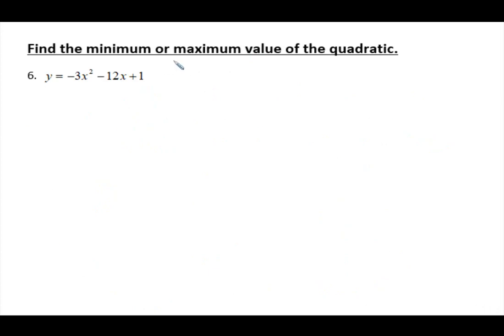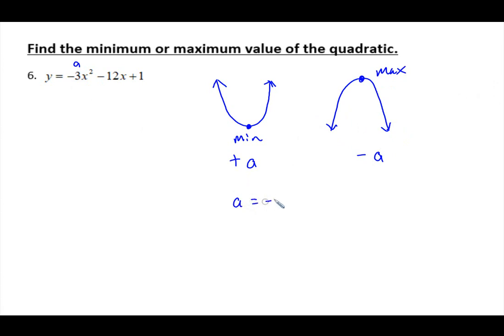All right, so let's take a look at example 6 here. So we need to find the minimum or maximum value. So first of all, we have to remember that when the parabola opens up and the vertex is the lowest point, we have a minimum, right? So when does the parabola open up? If a is positive. And then when the parabola opens down, the vertex is the highest point, so it's the maximum. So when does that happen? When a is negative, right? So the a value tells you when you will have a minimum or maximum, okay? So in this case here, we know a is -3. Since a equals -3, we know we're going to have a maximum.